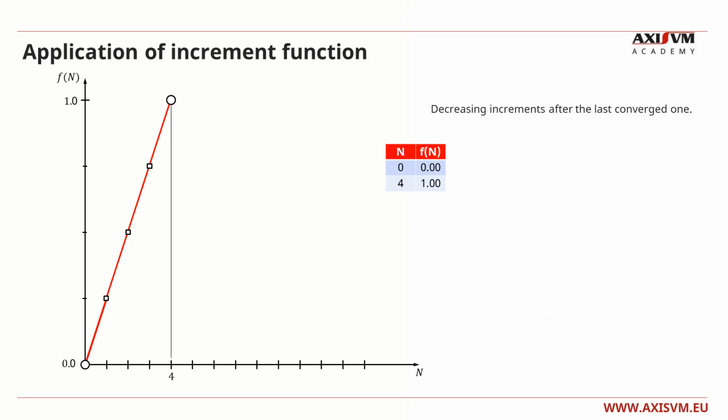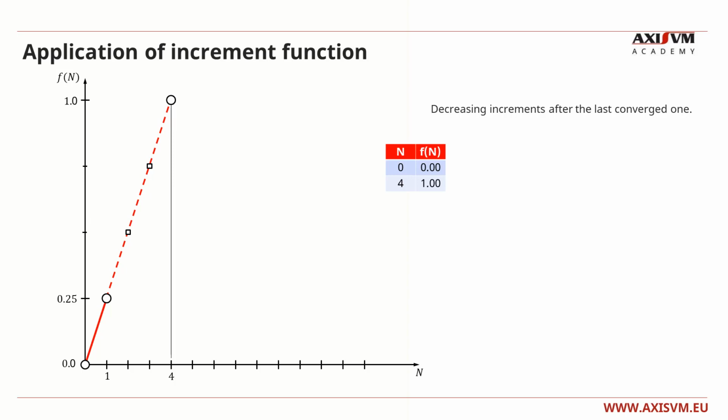So, let's see the first strategy on a hypothetical analysis. It can be called the subdivision of all increments after the last converged one. Our plan is to run the calculation with equal increments. This is the red line. The circles show the defined points of the increment function, while the small squares show each of the increments. For better transparency, we applied a division to 4 parts. But in case of a real model, we should use a division to 10. Running the calculation, only the first increment converges.